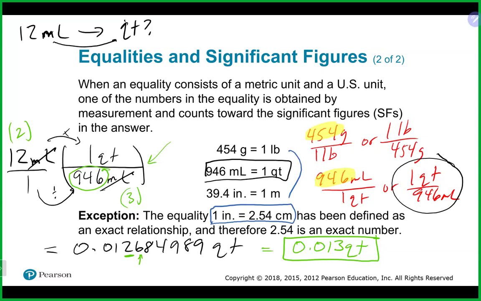So certain conversion factors that come from equalities you don't have to worry about. But when you do cross over and it looks like a metric to English type of conversion, you probably should look at it. Any questions on that? Yeah.